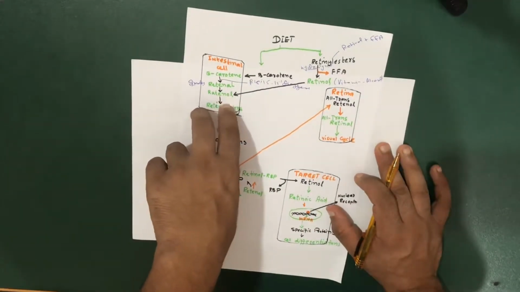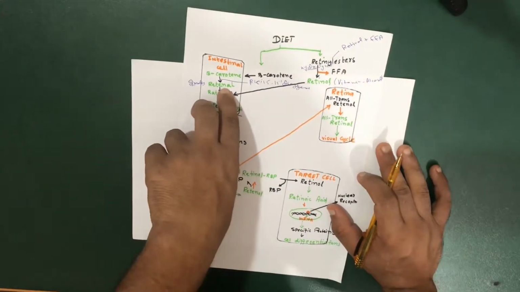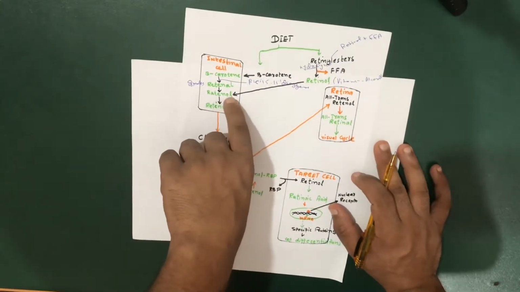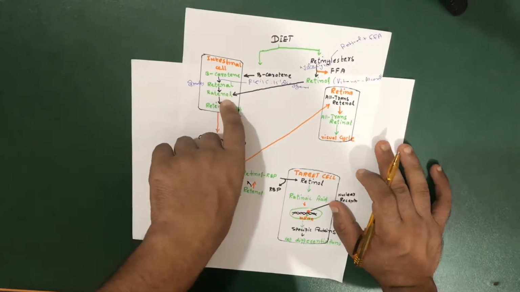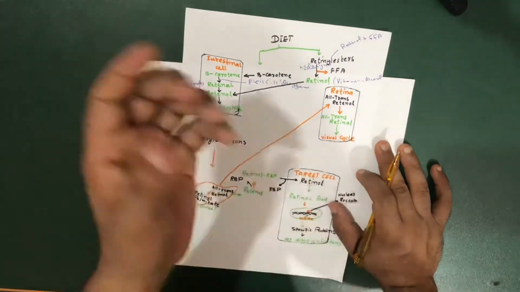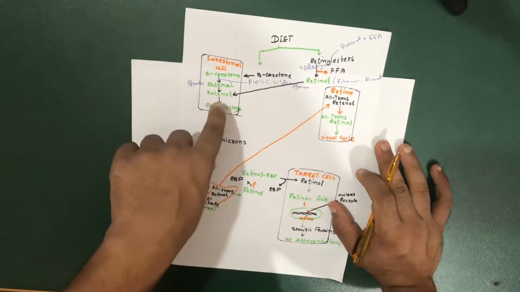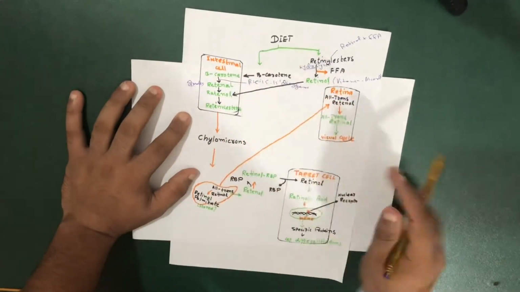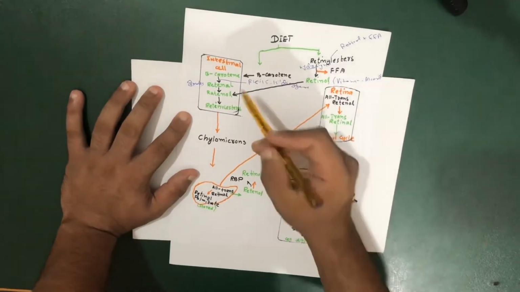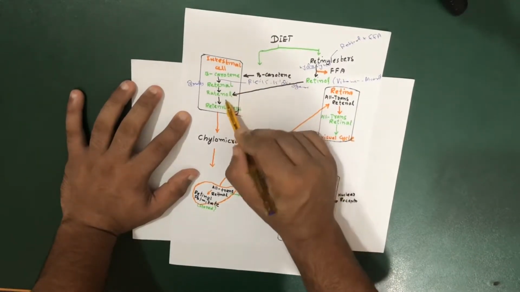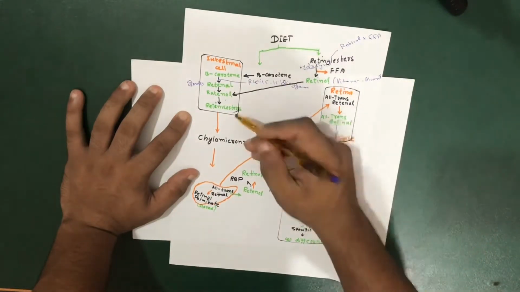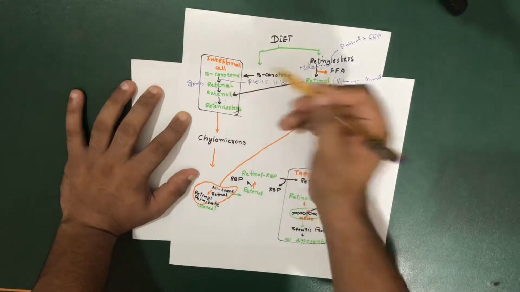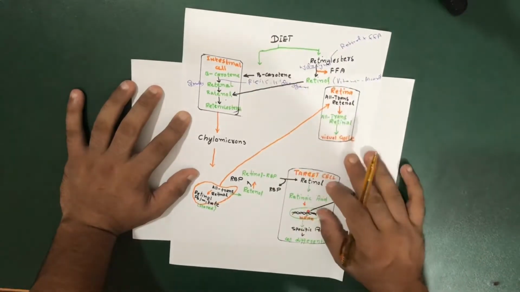The retinal, which is an aldehyde, can be converted to retinol through reduction, as we have seen in our previous video. Because they are both interconvertible, we can also get from retinol to retinal through a process called oxidation.